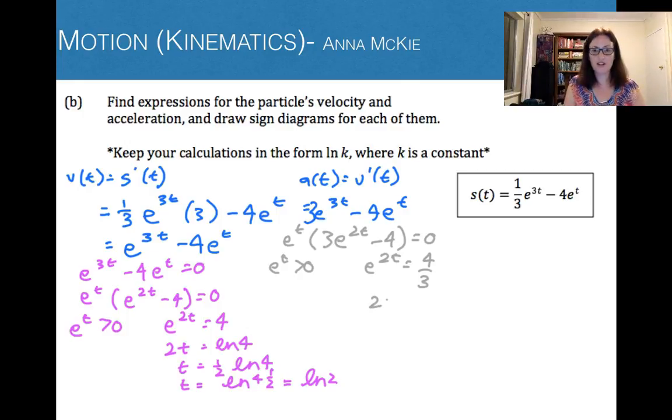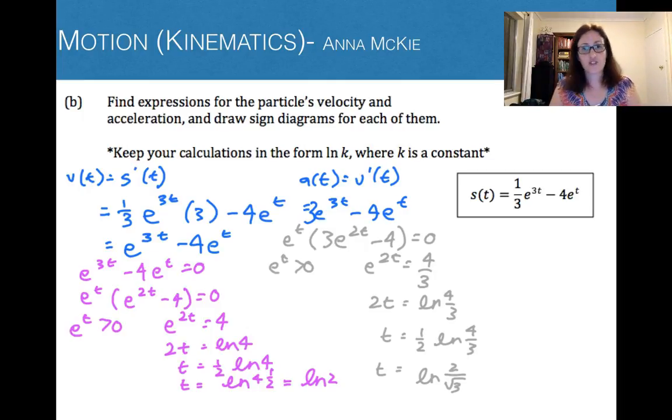Natural log on both sides leaves us with ln 4 on 3, and then divide by 2 or times by 1/2, and that's putting that fraction to the power of 1/2, which is the same as doing a square root, and so we've got ln of 2 on root 3.